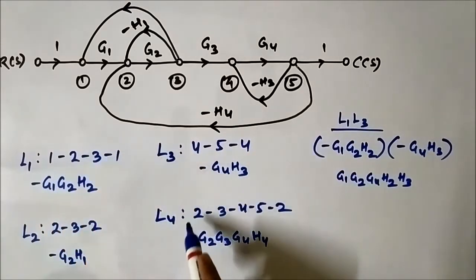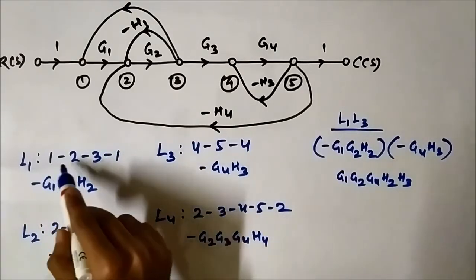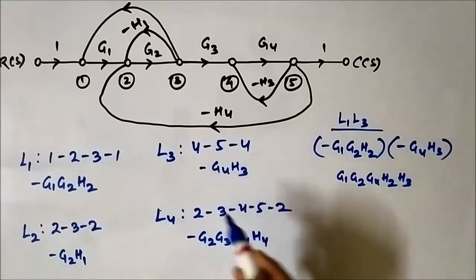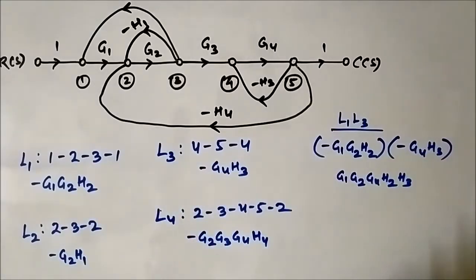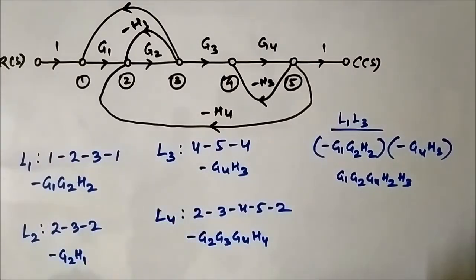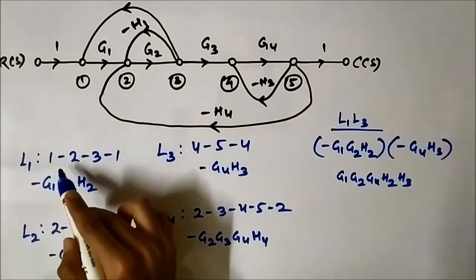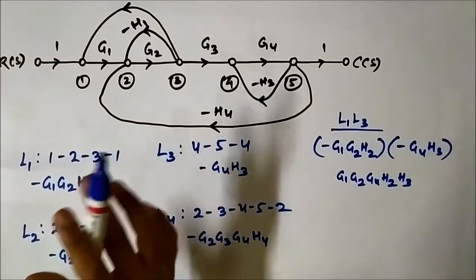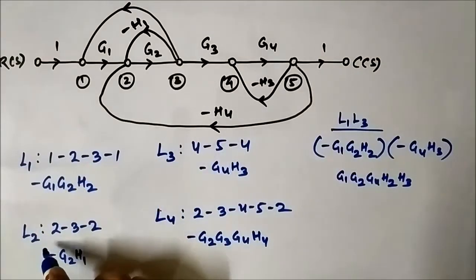1, 2, 3, 1. Here it is 2, 3, 4, 5, 2. So again 2 and 3 are common. So L1 and L4 are touching. Next, we'll compare L2 with each of the other loops. We'll go in a systematic way. L2 with L1, see 1, 2, 3. Here it is 2, 3. So L1 and L2 are touching.